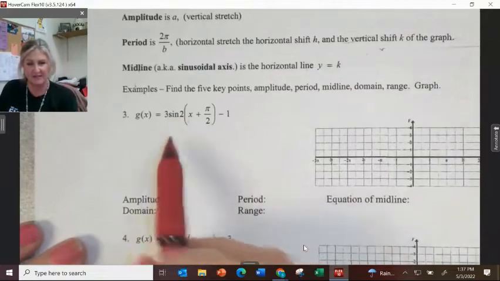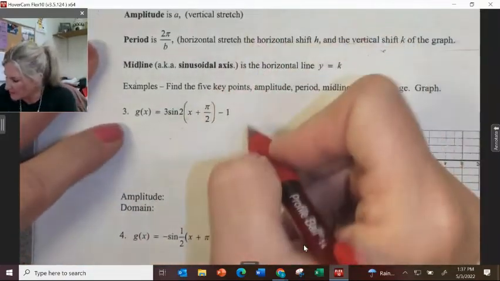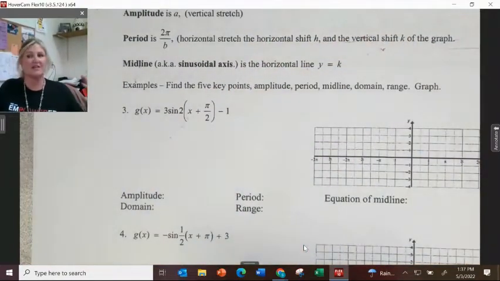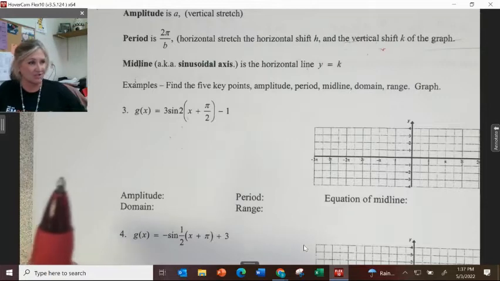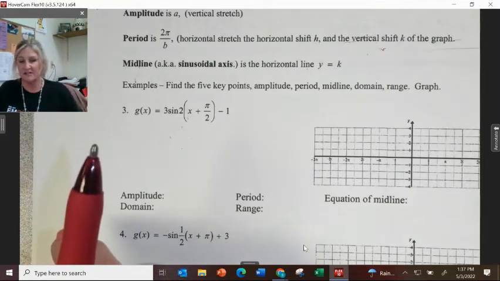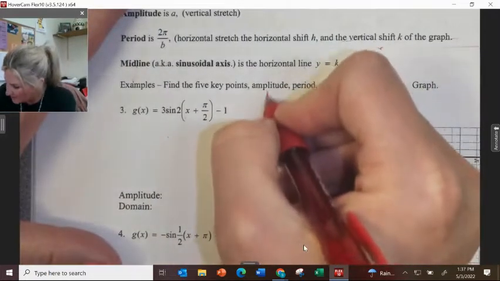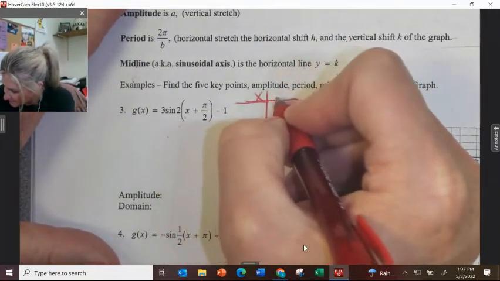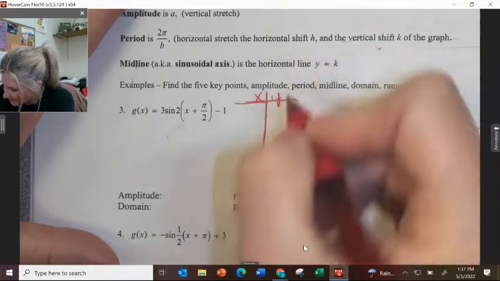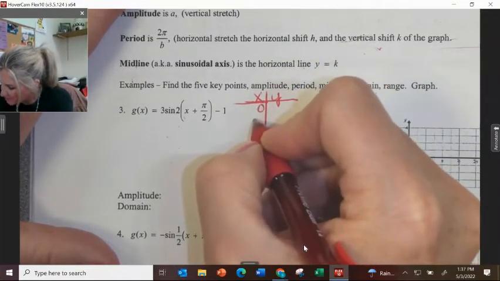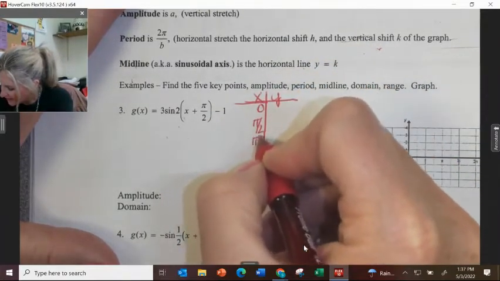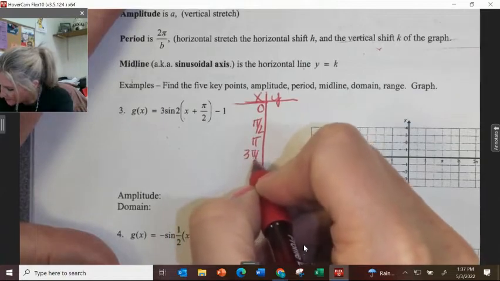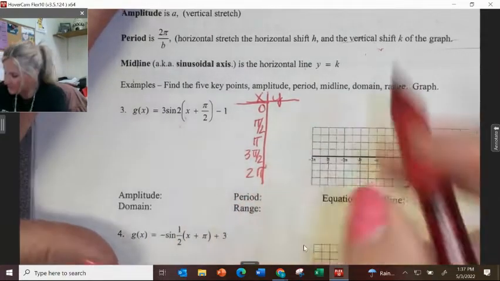Okay, let's look at this problem. So we're going to make our chart. See, this is going to have everything happening now. We're going to have changes to the period, we're going to have horizontal shifts left and right, changes to the amplitude, everything. So I'm going to make an XY chart. All right, so what do we always use? 0, pi over 2, pi, 3 pi over 2, and 2 pi.